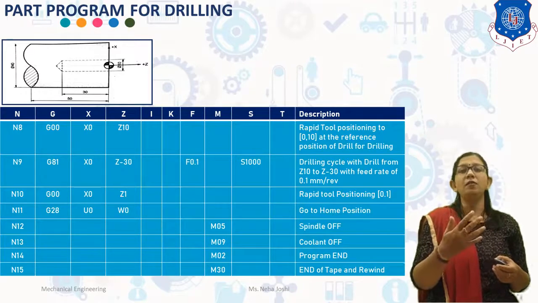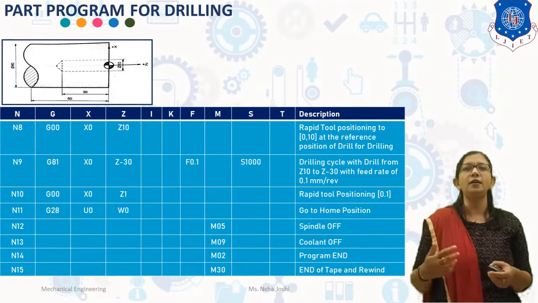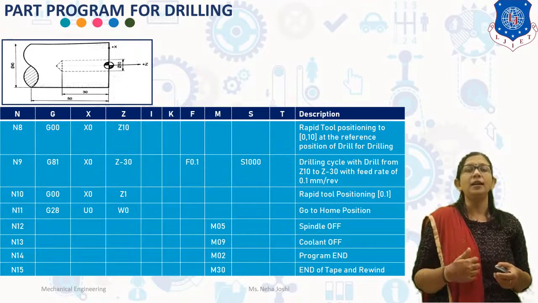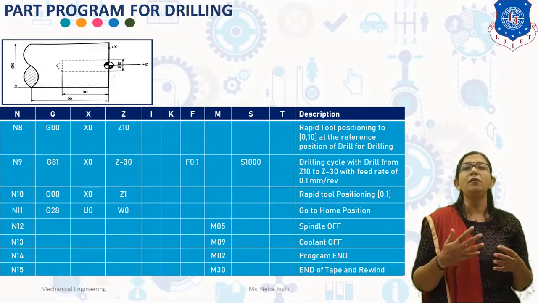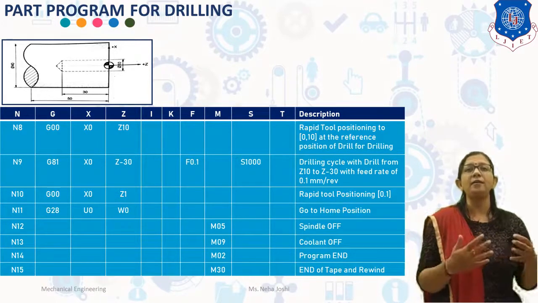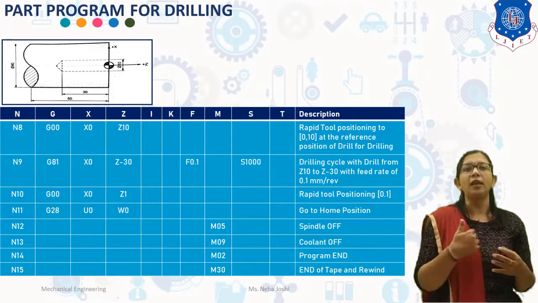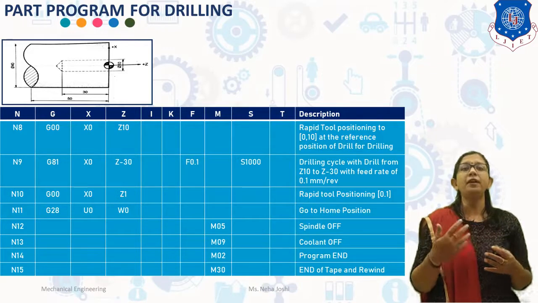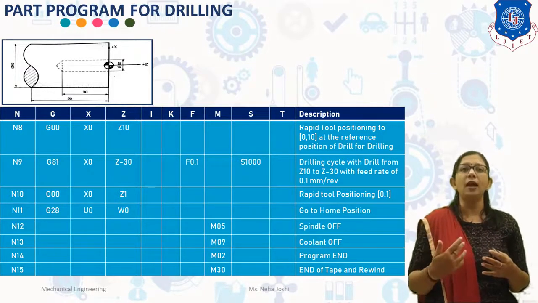Now we will have to drill the hole up to depth of 30 mm as you can see here in the diagram. Next sequence is N9 and G81 is drilling cycle with a drill from Z10 to Z minus 30, because we have to drill up to depth 30 mm, where the feed rate is 0.1 mm per revolution and spindle speed is 1000 rpm.